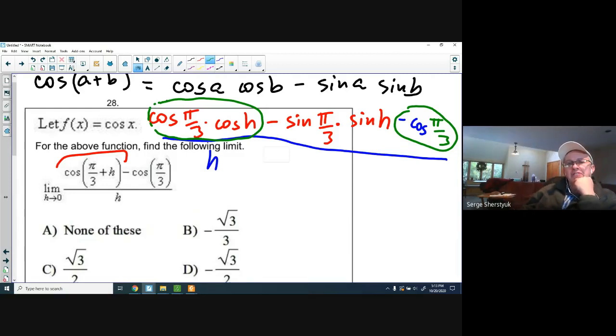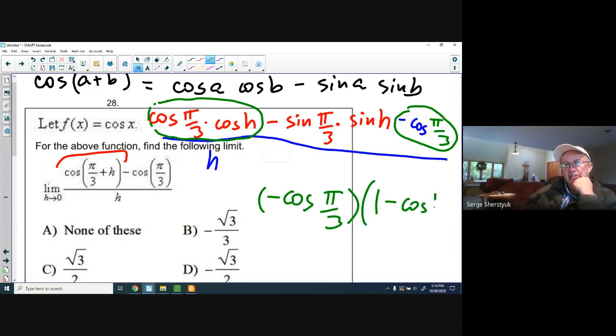So I'm actually going to factor out the negative version of it here. So this is what it's going to be. Negative cosine of pi over 3. I'm going to put this in. This becomes a 1, right? This is a 1 minus cosine of h. Oh, I like that. Okay, I see where I'm going with this.